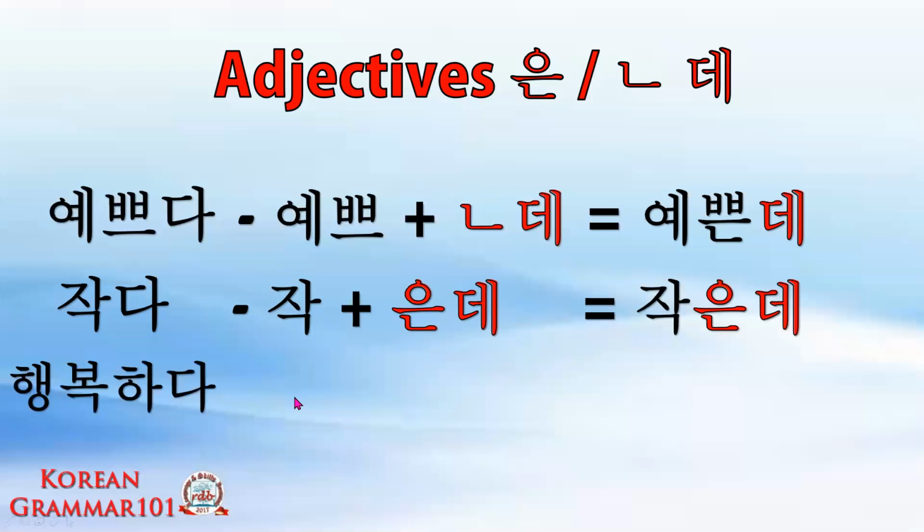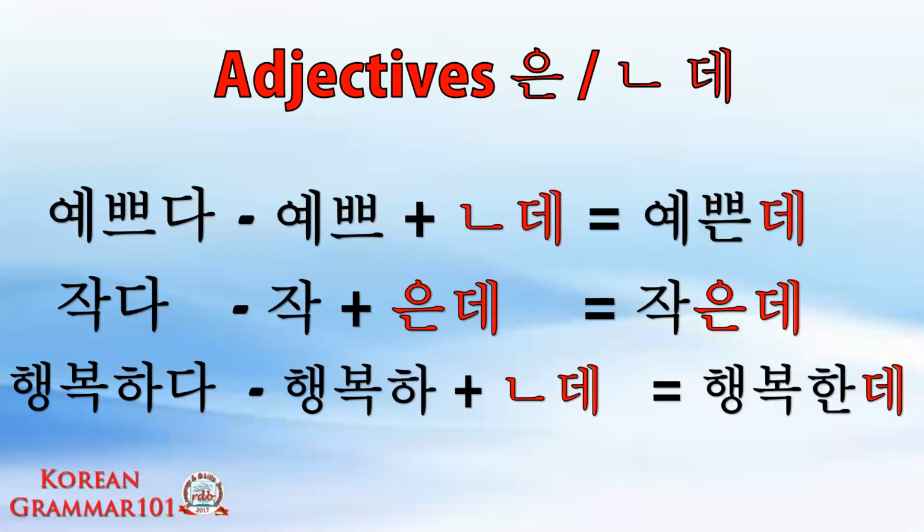Okay, next word is 행복하다. 행복하다 is an adjective that means to be happy. Okay, so when we conjugate unde or nionde with this, we need to drop the verb stem first. So 행복하다, it becomes 행복하. Take notice that the last syllable ends with a vowel because it doesn't have any patchim. So it is a vowel. We'll attach nyonde, so it becomes 행복한데.